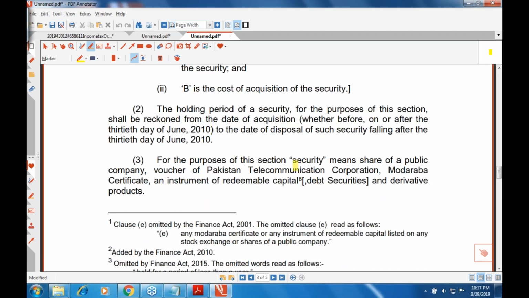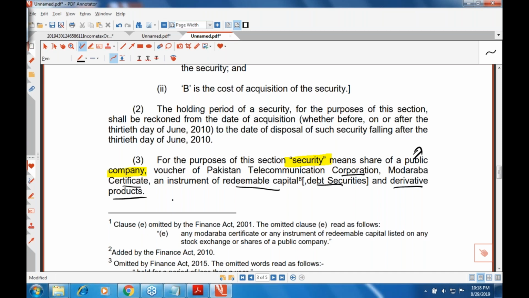It says, for the purpose of this section, security means share of a public company. Whenever you have the shares of a public company, that is considered a security. That's one thing. Number two, voucher of PDCO, Modarba certificate, instrument of redeemable capital, debt securities, and derivative products.